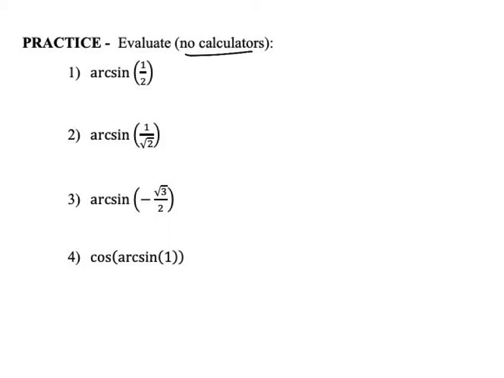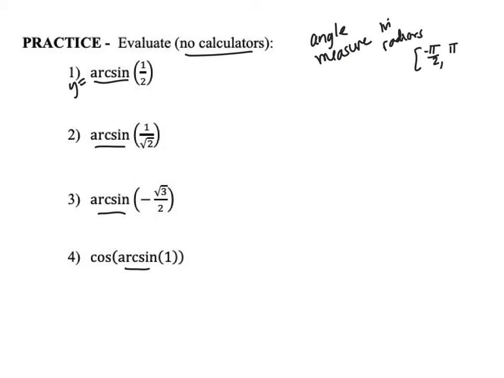Well, because they're all dealing with arc sines, the first thing you need to remember is that we have a domain restriction for our arc sine and a range restriction for our arc sine. And remember, when it says arc sine, it's asking for the angle measure, right? We just talked about this: y equals arc sine, so y is representing the angle measure in radians. So remember that we have a restriction from negative pi over 2 to pi over 2.